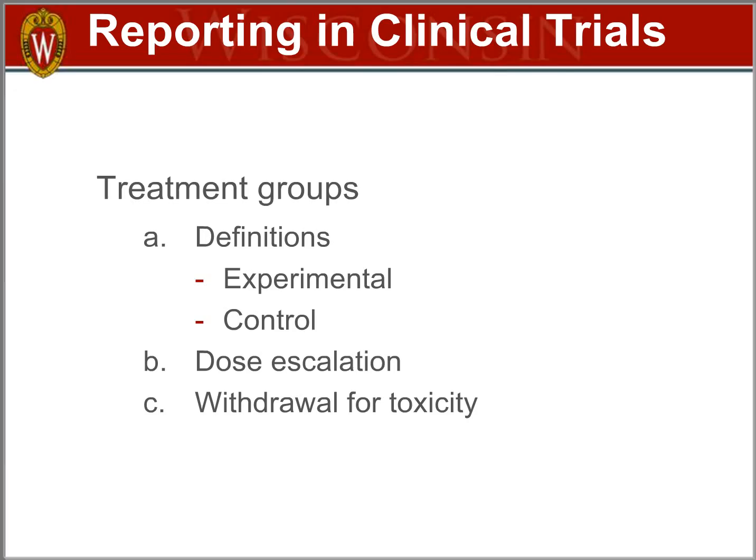We need to define the treatment groups, whether the experiment or treatment that was being tested versus the control. Was there a dose escalation? What happened when patients experienced a toxicity? Were they withdrawn from the trial? Were they withdrawn from treatment? Were they withdrawn temporarily and then restarted? How was this process handled?